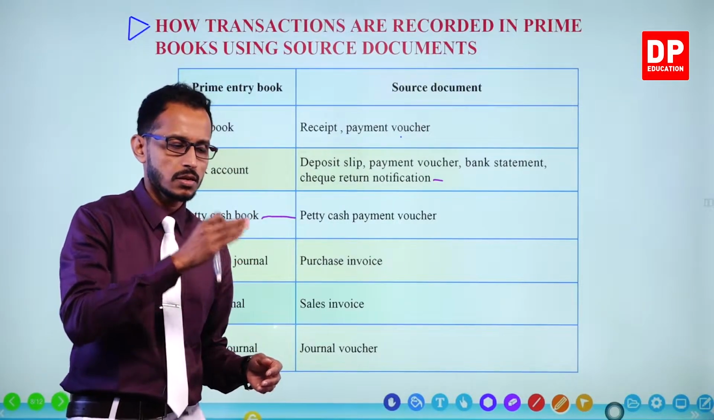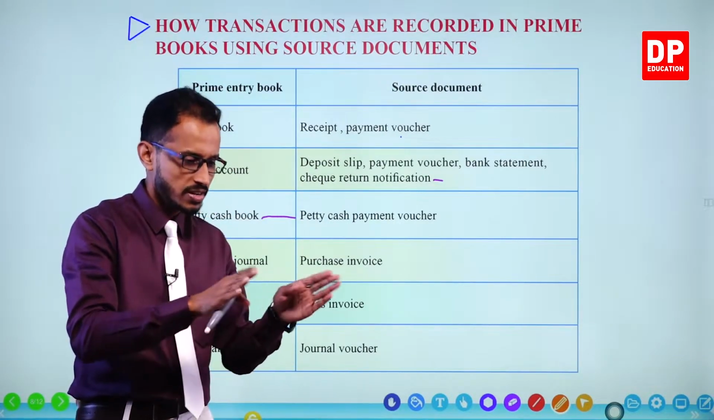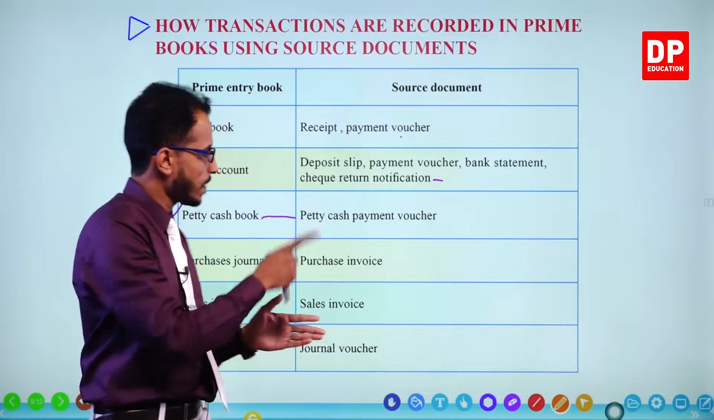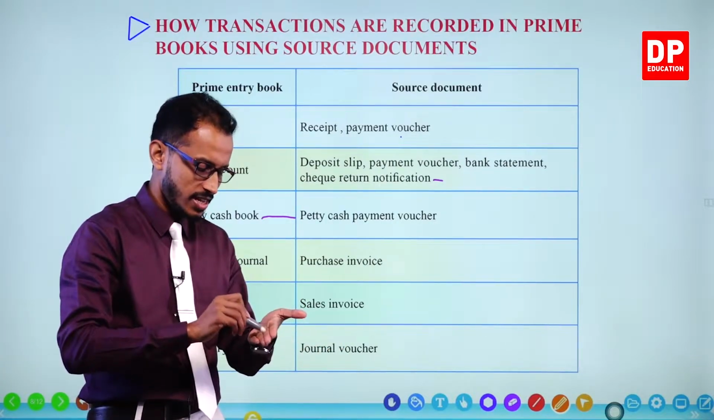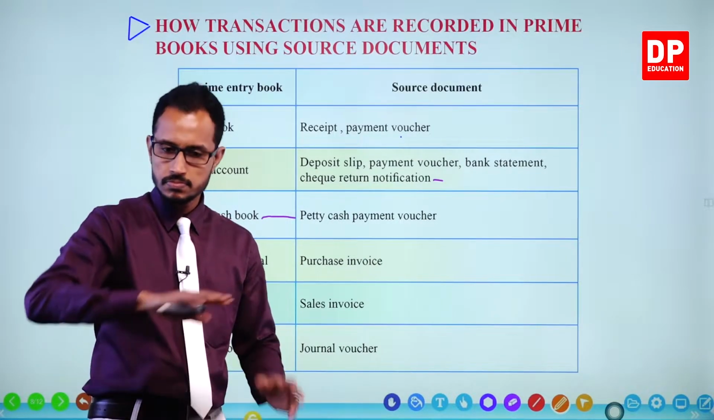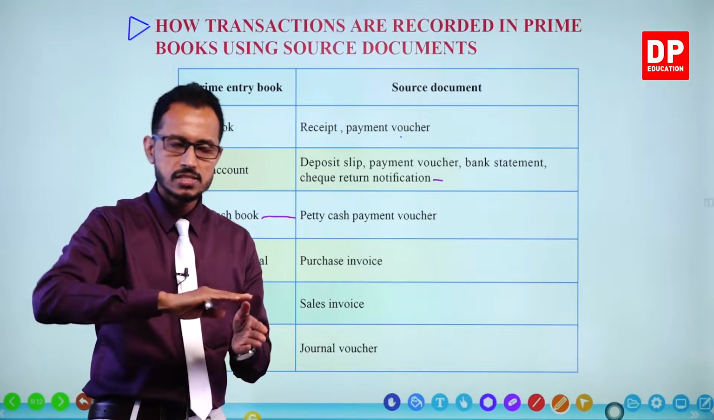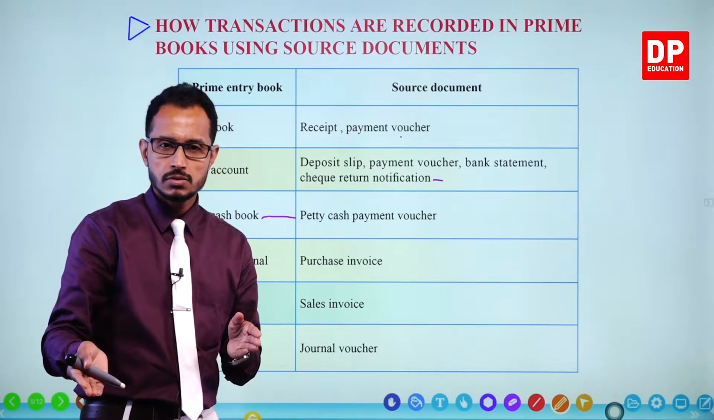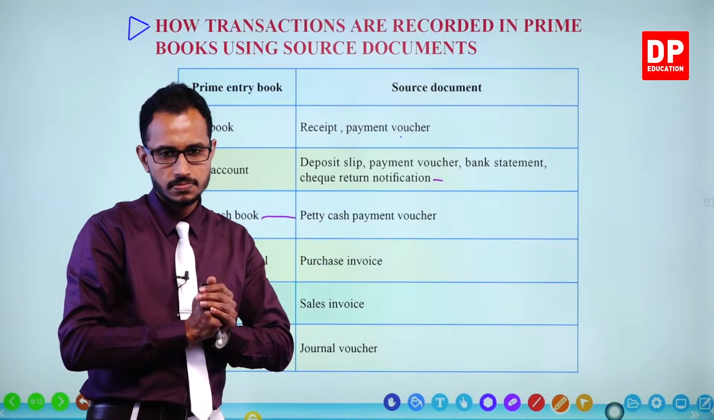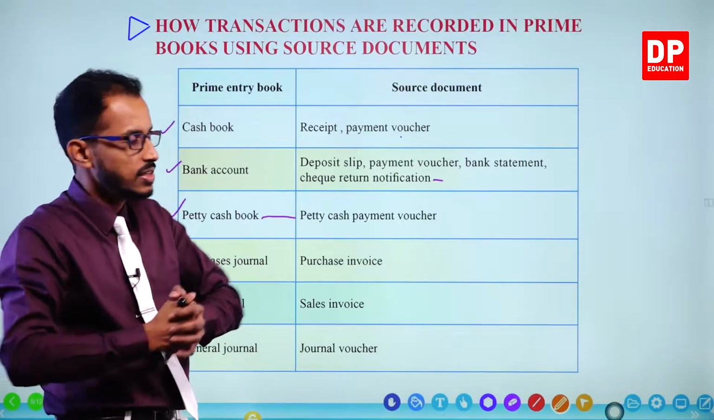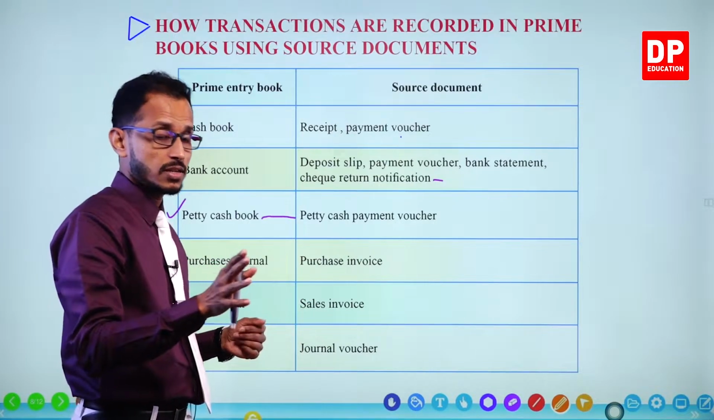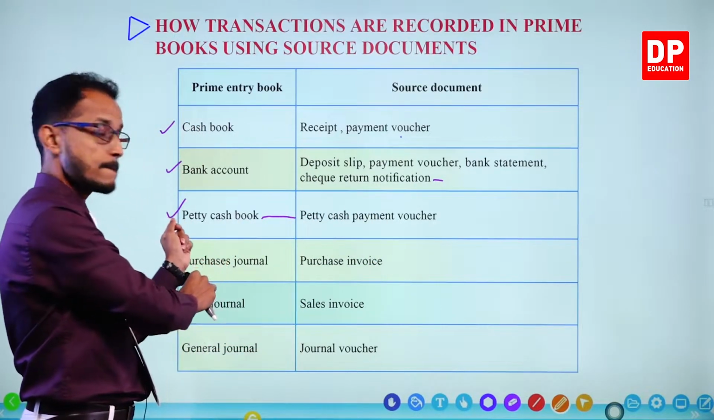There are printed petty cash voucher books that you can buy. You keep a petty cash voucher book in your business and you write and issue petty cash vouchers whenever a petty cash payment is done. As always, the original is issued and the copy is kept. That copy is used to record every transaction that has happened during the day in the petty cash book.